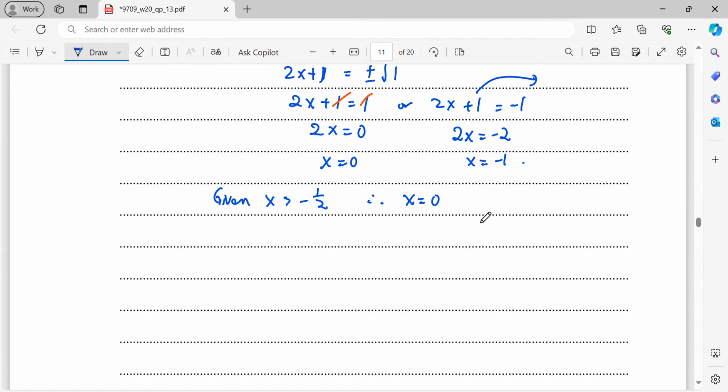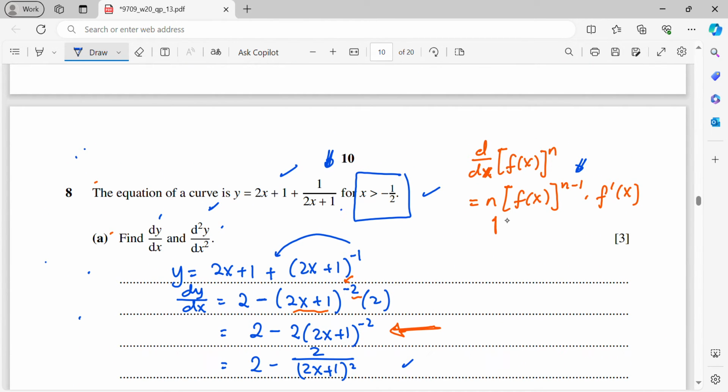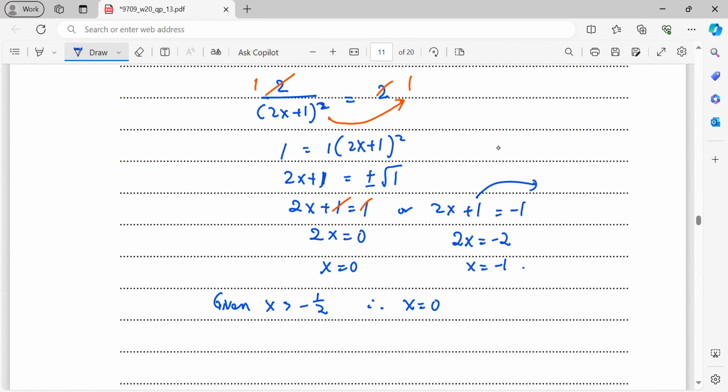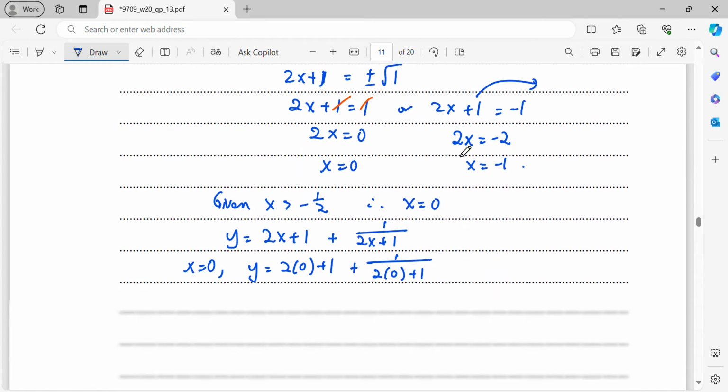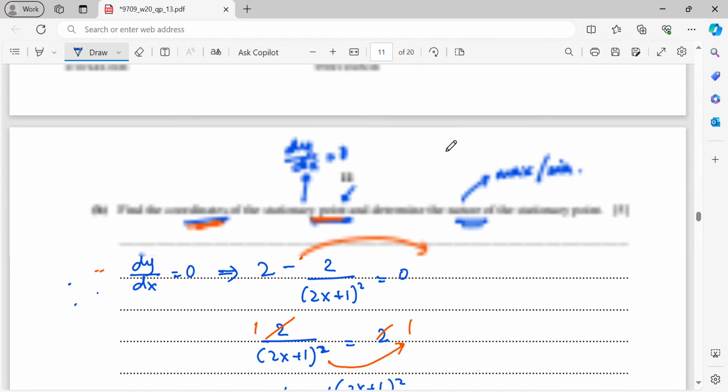Once you have found the x coordinate is 0, now we need to get the y coordinate. So just substitute back into this equation. I will write y equals 2x plus 1 plus 1 over 2x plus 1. When x equals 0, my y is going to be 2 times 0 plus 1 plus 1 over 2 times 0 plus 1. That means you are getting 1 plus 1 over 1 is 1. Therefore, it's 2.